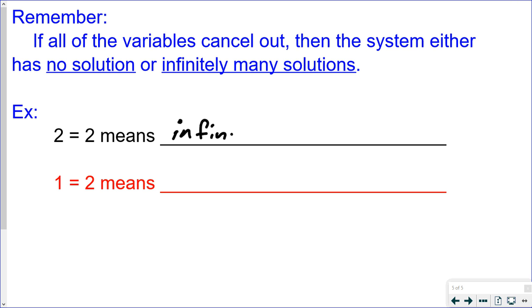The same thing happened when we did substitution. So infinitely many solutions. If both the x and the y cancel out and you end up with an untrue statement, then that means there is no solution to the system.